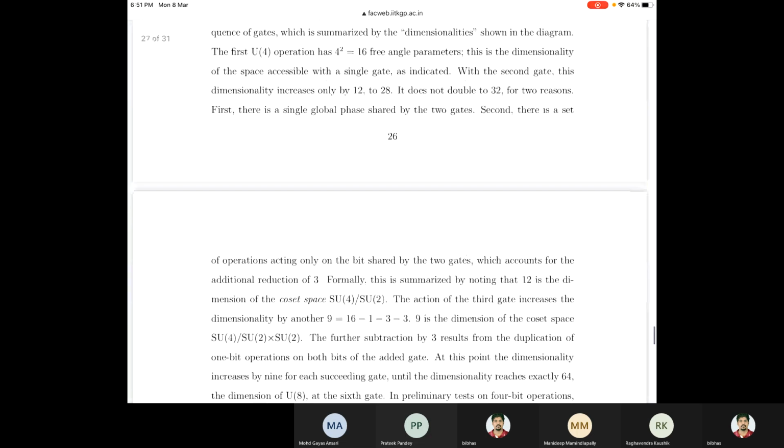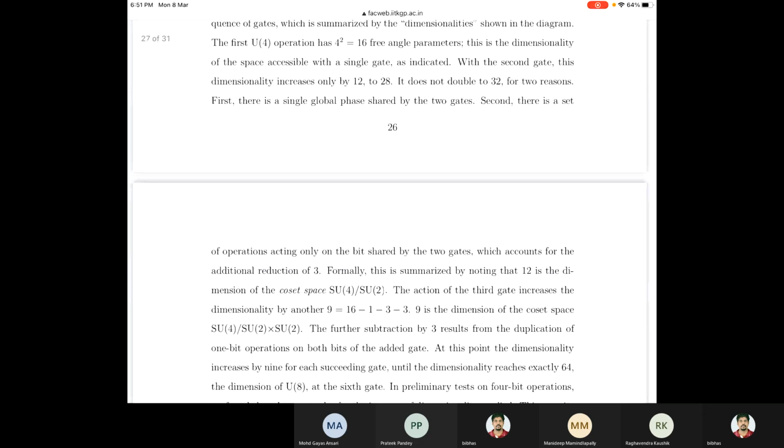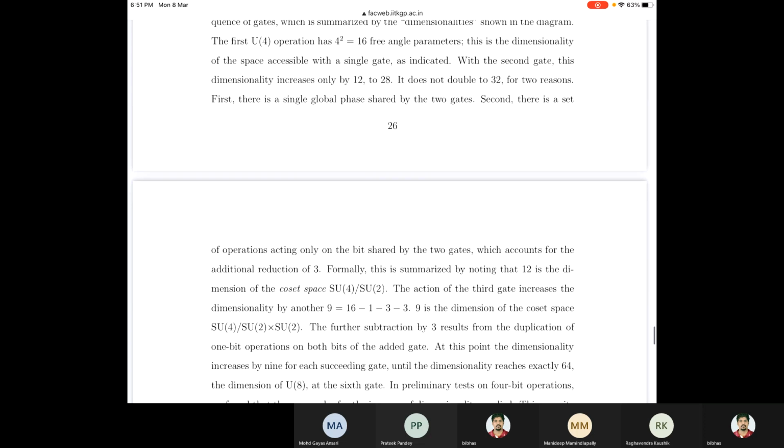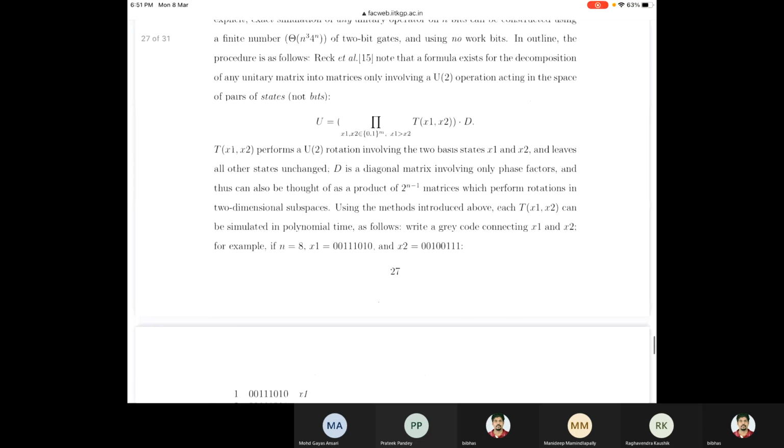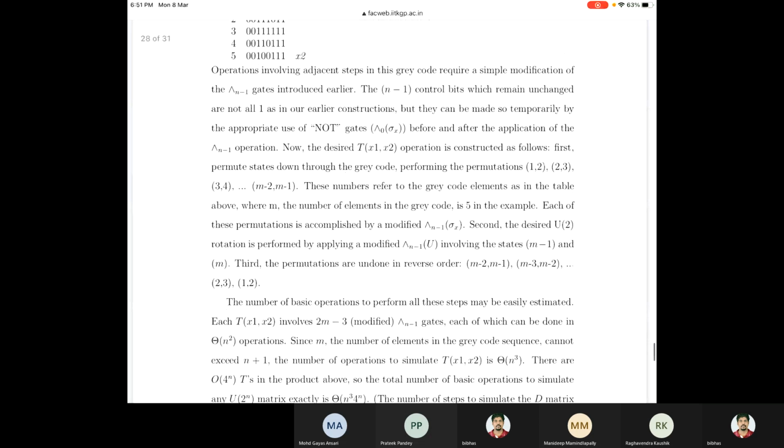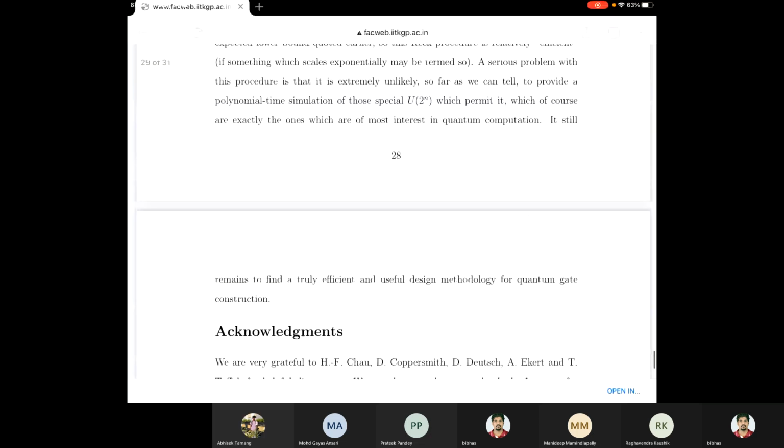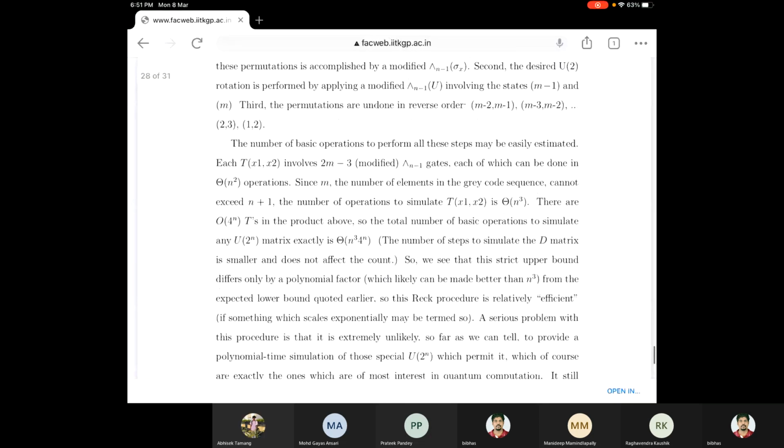The question is, if you want to implement a unitary matrix of order 2 to the power n by 2 to the power n, how many elementary gates are required? Elementary means 1 qubit and CNOT. And that is exponential, so it is not of any help. It will be n squared times 4 to the power n. Here it will be approximately order of 4 to the power n.